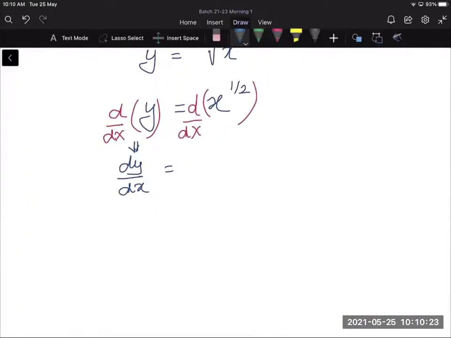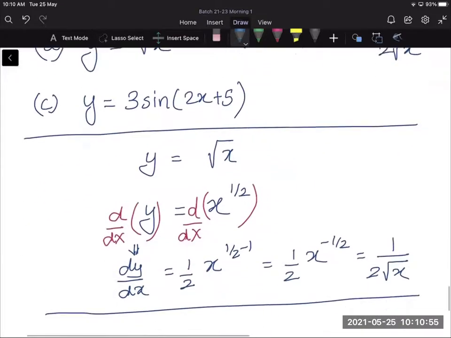I think all of you have done this. Half x power half minus 1, which is equal to half x power minus half, which you can write as 1 by 2 root x. Yeah. हाँ, very good वरुण, बहुत बढ़िया. Second वाला देखो वरुण.